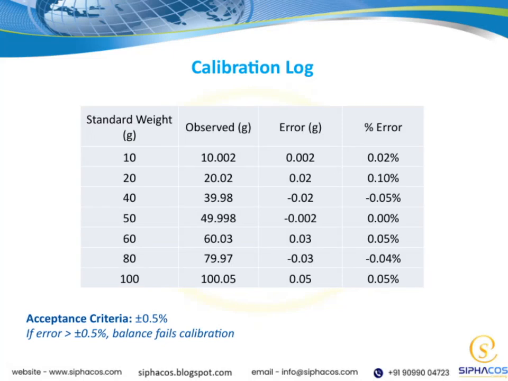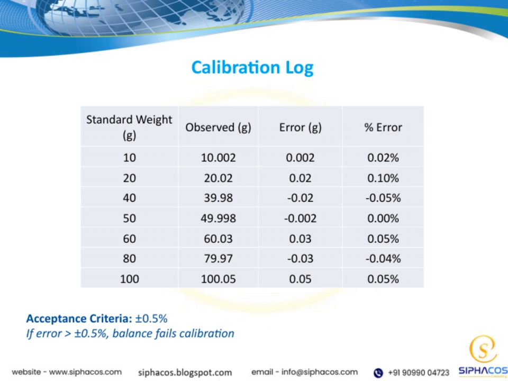Now, let's take a closer look at the acceptance criteria for calibration. The key point here is that the error should be within plus or minus 0.5%. If the error exceeds this range, the balance fails calibration and needs adjustment. Looking at the table, we see various standard weights, from 10 grams up to 100 grams, along with their observed weights, calculated errors, and percentage errors.